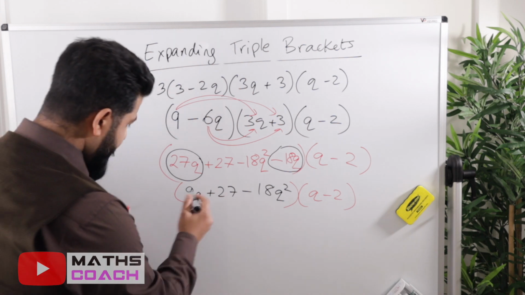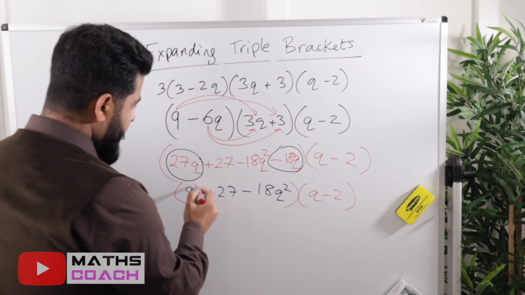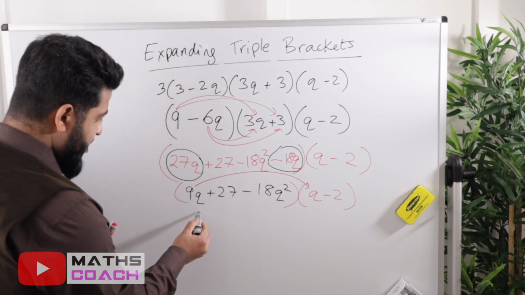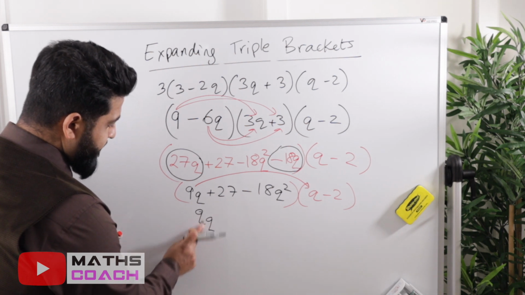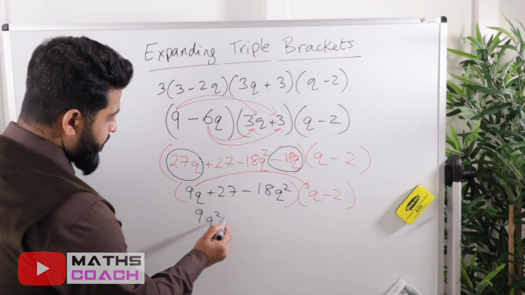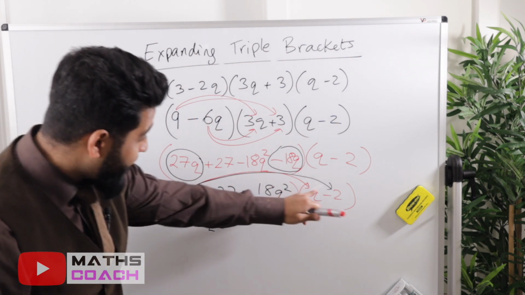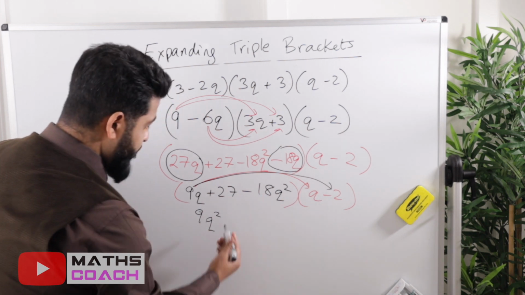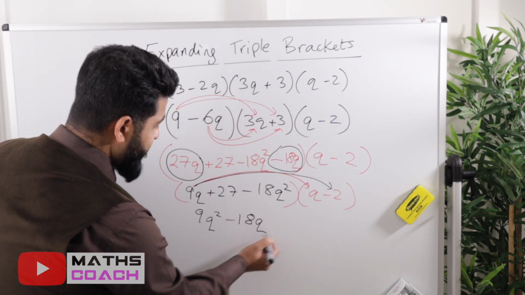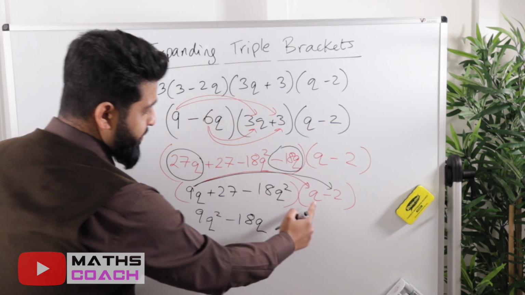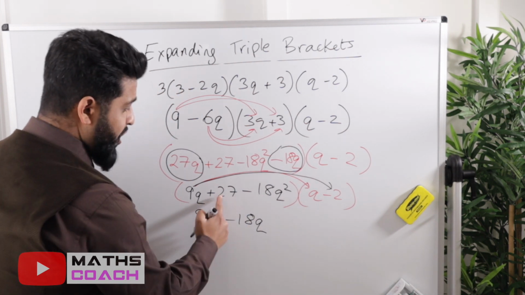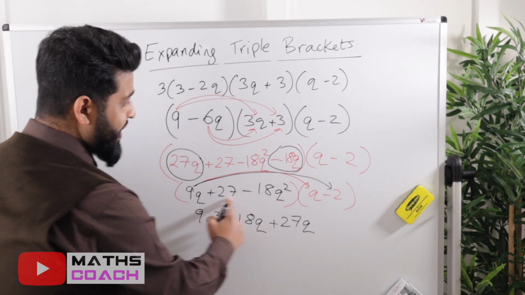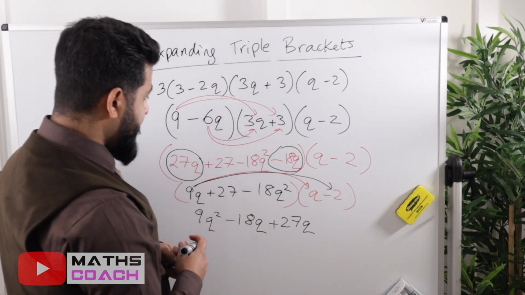Okay, so let's do this. So 9q times by q. Okay, 9q times by q, that gives us 9q. Oops, sorry about that, made it look like a q there. So 9q squared. It's getting very untidy. I'm going to stop writing these arrows down. So 9q times by minus 2, that gives us minus 18q. Then 27 times by q, and then we're going to do 27 times by minus 2. 27 times by q is plus 27q, and then 27 times by minus 2 gives us 54.